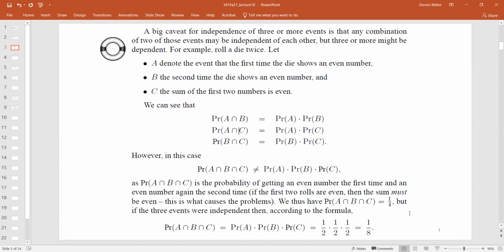I just want to go through a few quick highlights of some of the stuff. So we were talking about independence. This is one of the biggest items. A lot of times, events are clearly independent.